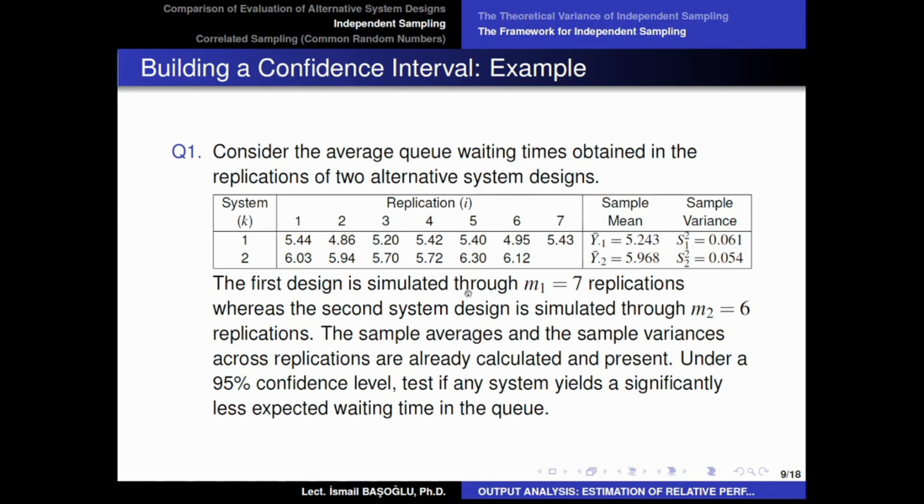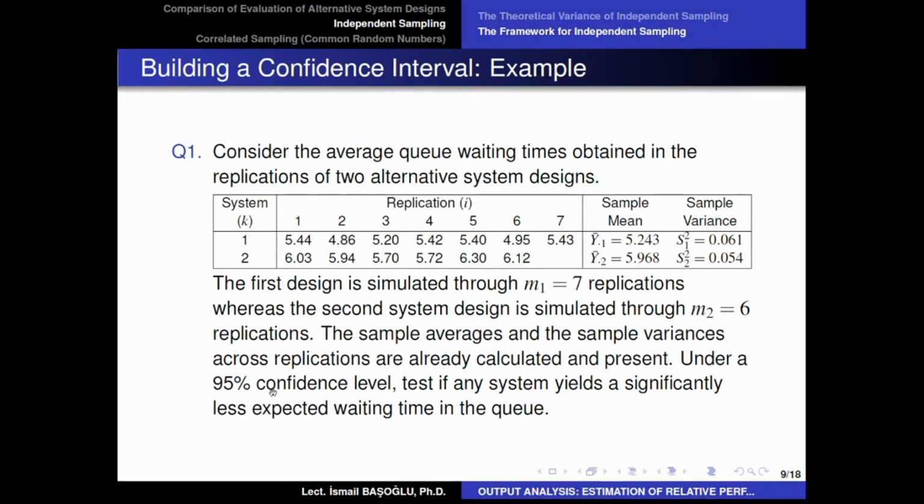And in the second sample variance calculation, we subtract the sample mean from every one of the 6 values here. The differences are squared and summed up, and we divide this summation by 5, which is 6 minus 1. So the sample variances are also calculated. The sample averages and the sample variances across replications are already calculated and present here.